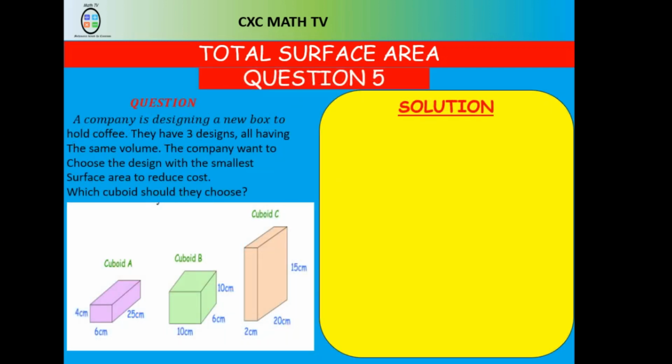Alright, now pause the video and attempt this question for me. A company is designing a new box to hold coffee. They have 3 designs, all having the same volume. All having the what? Same volume. Now the company wants to choose a design with the smallest surface area to reduce costs. Which cuboid would they choose? Pause the video and attempt the question.